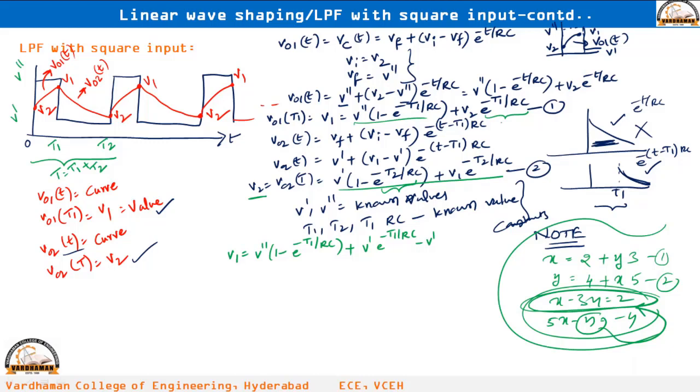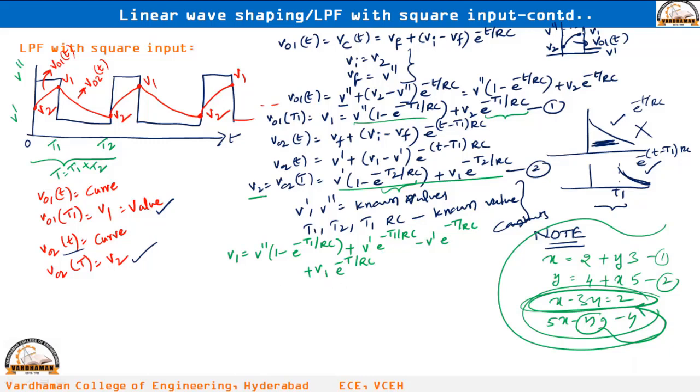Bases are equal, so powers will be added. T1 plus T2 means T we will get. So, e power minus T by RC we can write. Okay, next term. In place of V2 we have to write V1. So, V1 plus V1 into e power minus T2 by RC, but here again we have to multiply with e power minus T1 by RC, that means e power minus T by RC, like this we will get.